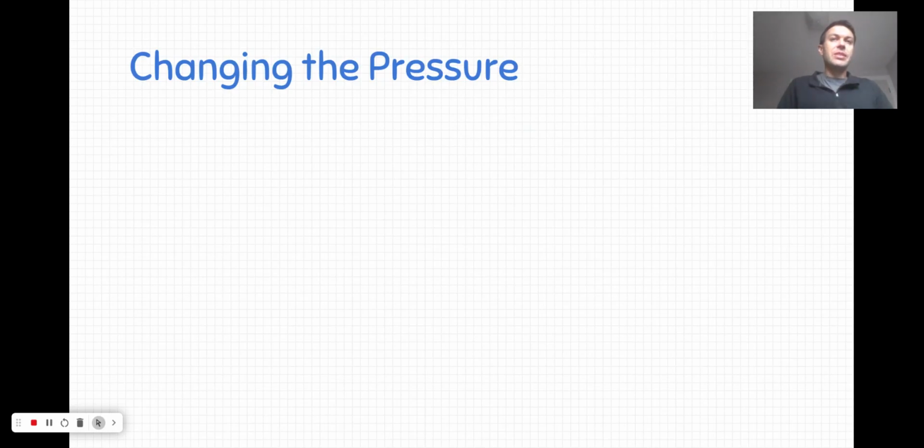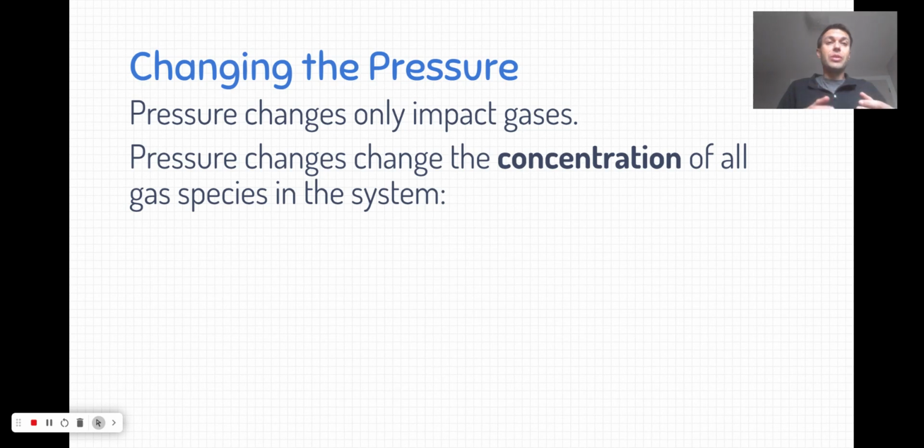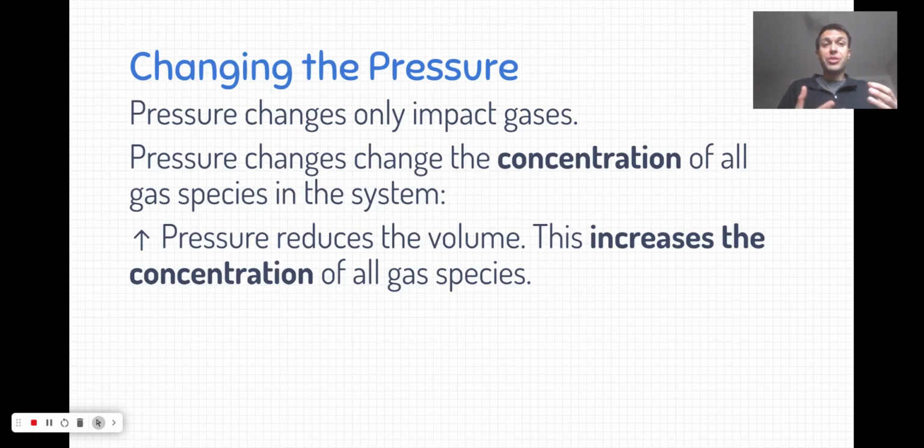The final change we will consider is what happens when we change the pressure of a system at equilibrium. A pressure change is only going to impact the species that are in the gas state in this equilibrium system. Specifically, a pressure change is going to change the concentration of the gas species. When we increase the pressure on a system, that's going to be done by reducing the volume. If the volume of a container decreases, then that's going to increase the concentration of the gas species, because there are going to be the same quantity of gas particles in a smaller volume.